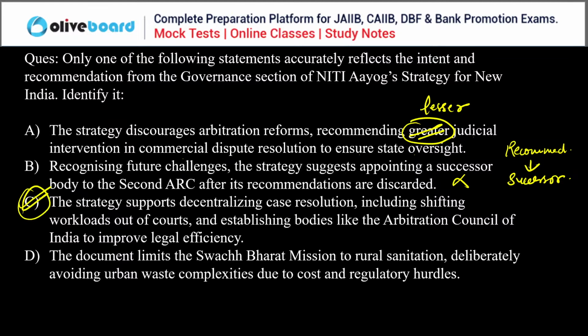Now the fourth is implementing the Swachh Bharat Mission. Yes, it is implementing the Swachh Bharat Mission not only in the rural areas but also in the urban areas. So it is saying that it has avoided urban areas. False. It has included the Swachh Bharat Mission in both rural and urban areas, right? That's why D is also wrong. So the correct answer is C. Everyone, the correct answer is C.